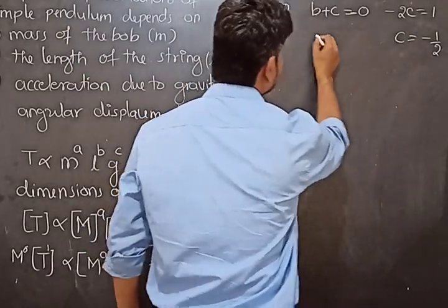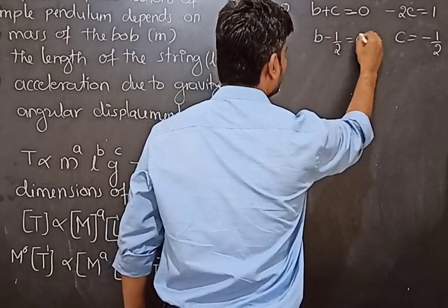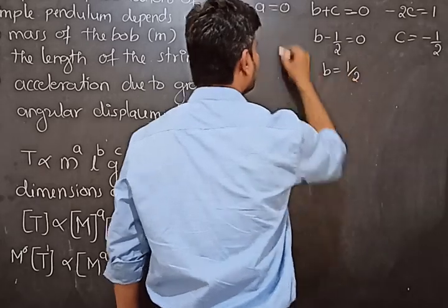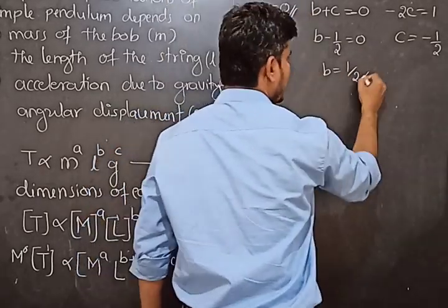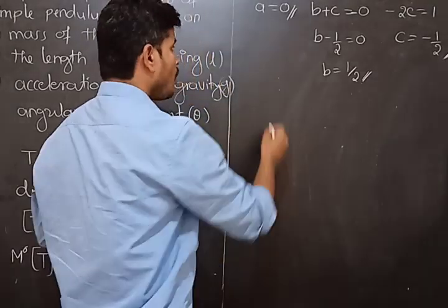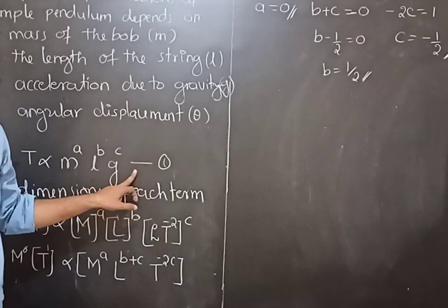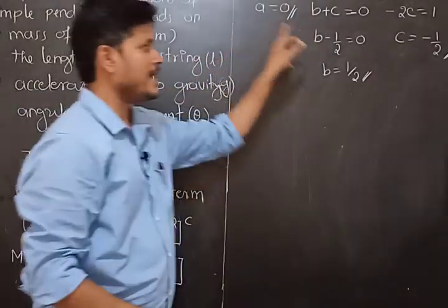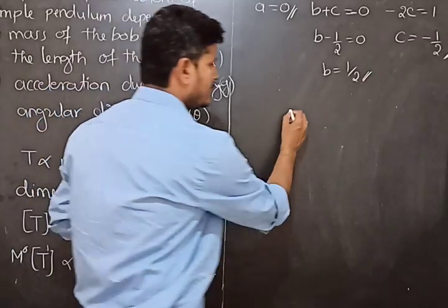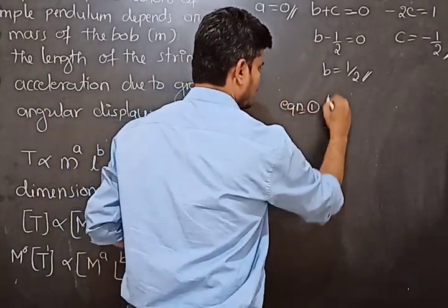Substitute this value into this equation. b minus 1 divided by 2 equal to 0. Then b equal to 1 by 2. Now I got a, b, c values. Substitute all these a, b, c values into equation 1.